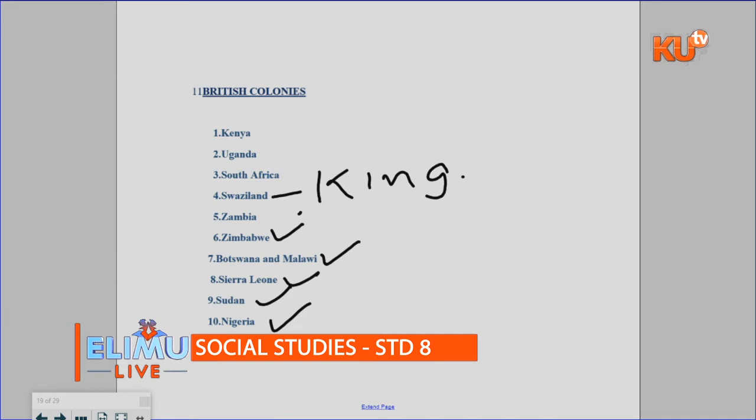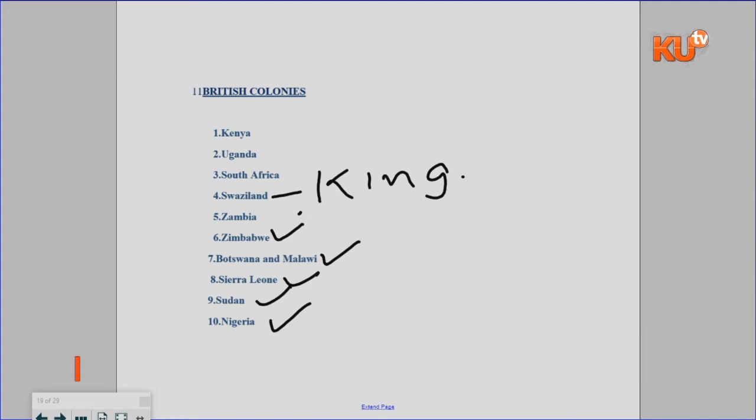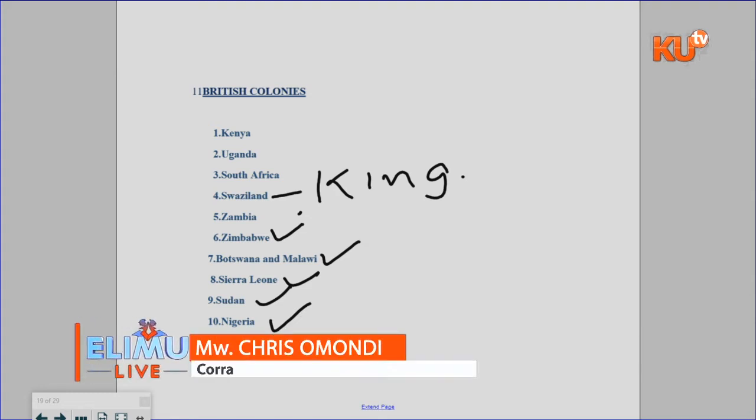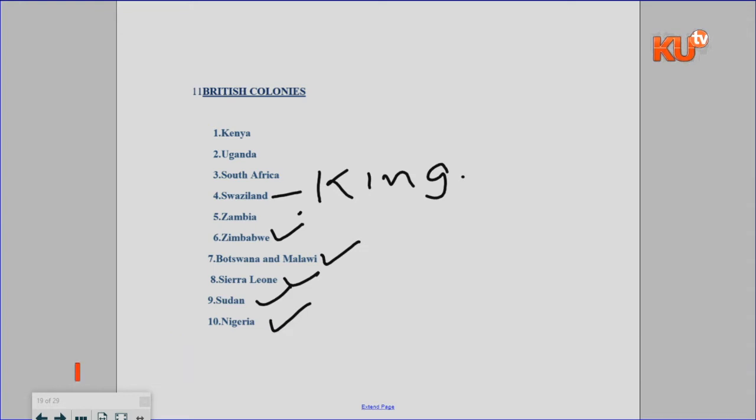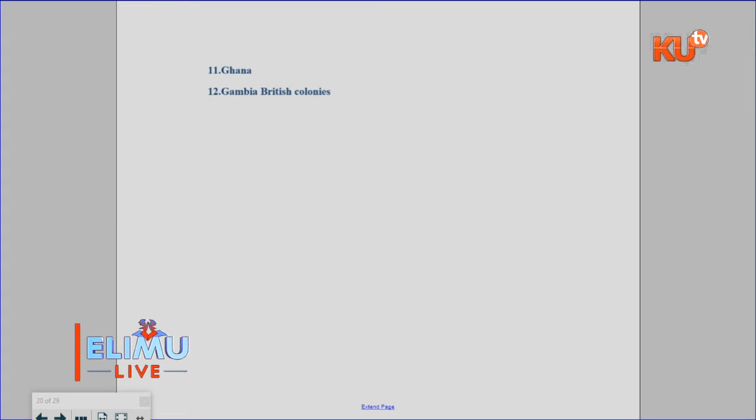So I mostly advise the learner, if they cannot understand better, they can come up with a song, an acronym, or mnemonics. It's a very diverse method of understanding some concepts here. But the best one is just to understand it the way it is. Those methods only come in if you cannot understand better. So you can say Kenya, Uganda, South Africa, Swaziland, Zambia, Zimbabwe, Botswana, Malawi, Sierra Leone, Sudan, Nigeria, Ghana, Gambia. Those are the British colonies.